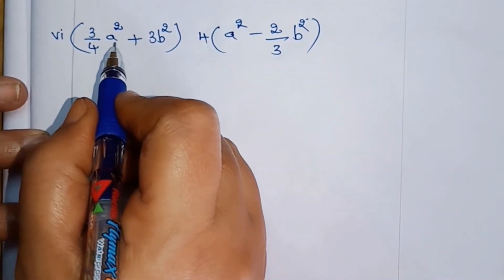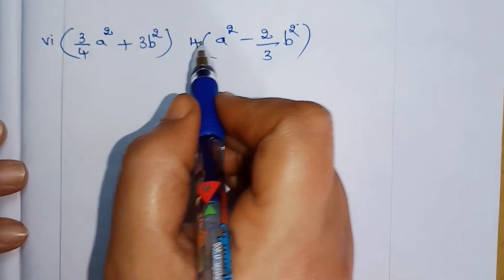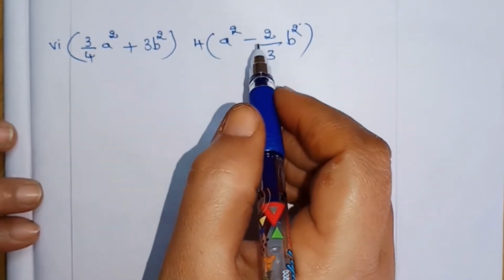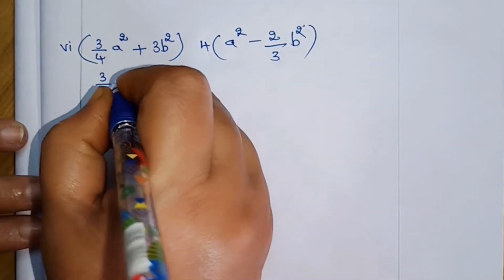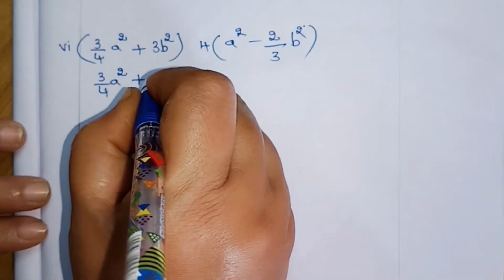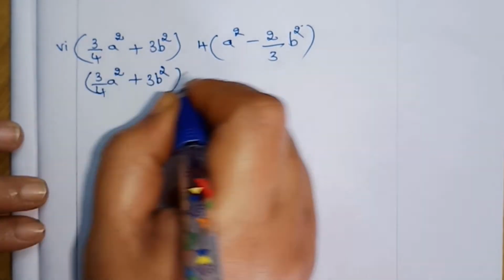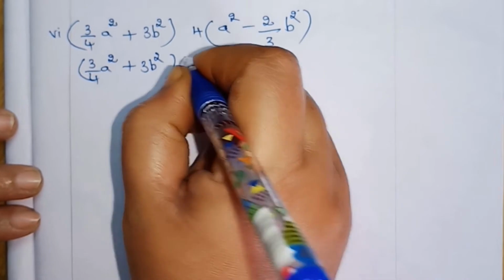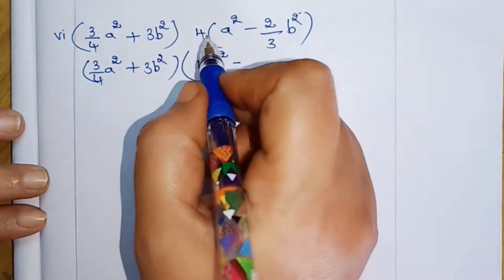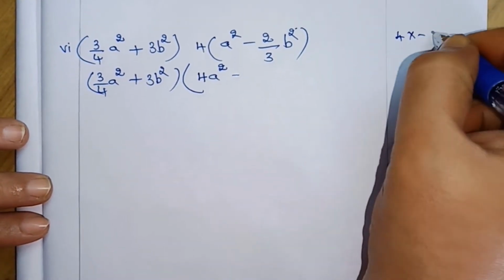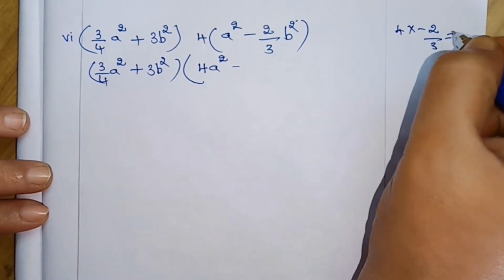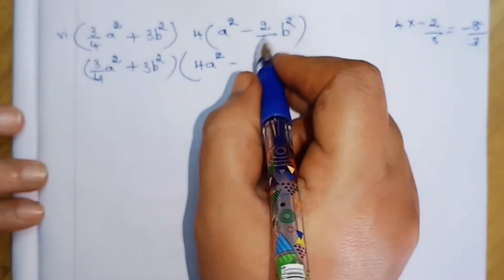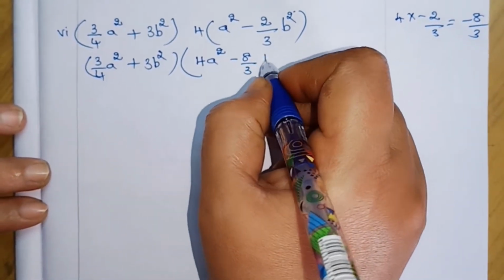Three by 4 a square plus 3b square, into 4a square minus 2 by 3b square. First we have to multiply this, so write this as it is. 4 into a square, 4a square, minus 4 into minus 2 by 3. 4 2s are 8, and plus into minus is minus, so it is minus 8 by 3 b square.